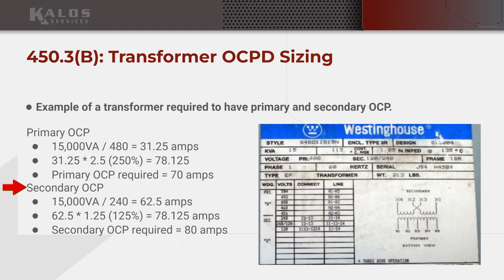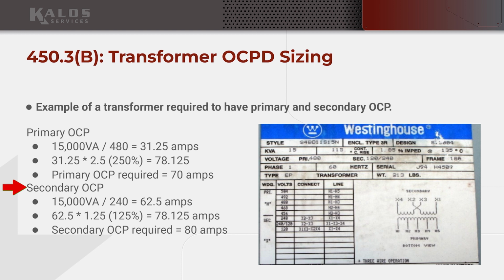Now in our secondary overcurrent protection, 15,000 VA divided by 240 equals 62.5 amps. 62.5 times 1.25, or 125%, equals 78.125. The secondary overcurrent protection required is 80 amps. How come I have 70 amps here and 80 amps here?